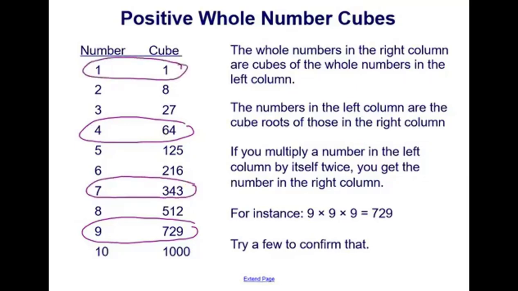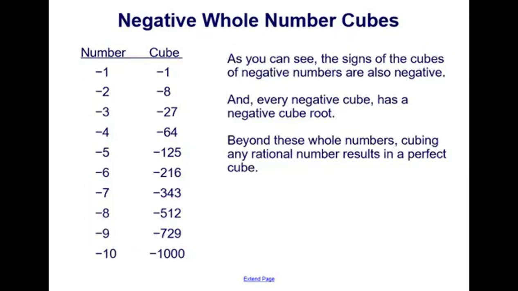So you can take any number in the left column and multiply it by itself and then 2 more times, and then you get the number in the right column. Now here we have this list where, as you can see, the signs of the cubes of negative numbers are also negative. So here we have a list of negative numbers and their cubes are negative. And every negative cube has a negative cube root. They match. Now beyond these whole numbers, cubing any rational number results in a perfect cube as well.